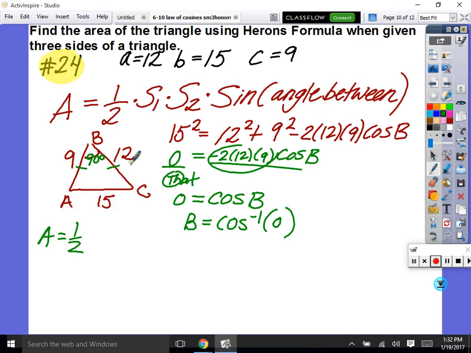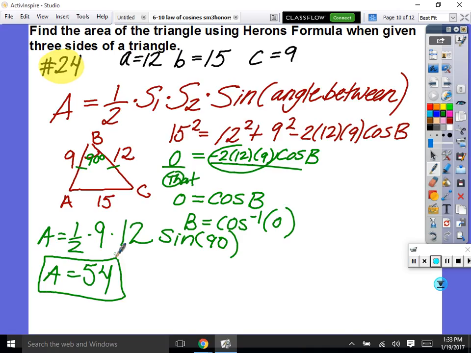So area is equal to 1/2 times side 1, which is 9. This is almost just as easy. Times side 2, which has to be 12, right? Times the sine of 90. Type it into your calculator. We get area is equal to 54. Did you get that? Okay, I'll show you Heron's formula for those of you that are interested in it.